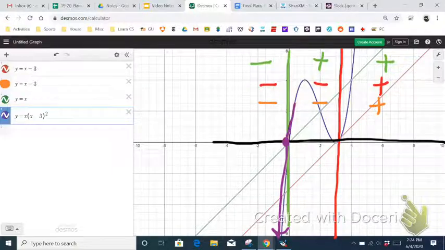Now on this interval, the graph is going to be positive, because on that interval, the green graph is positive, but the red and orange graph are negative. A positive times a negative is a positive. So on this interval, the graph is going to be above the x-axis. Now, when x is equal to 3, it hits the x-axis. Y is equal to 0. So there's an x-intercept there.